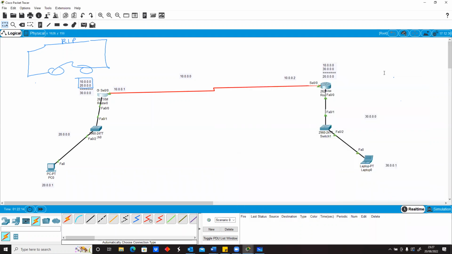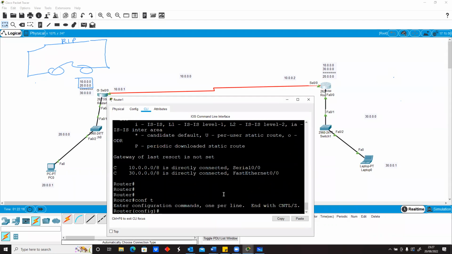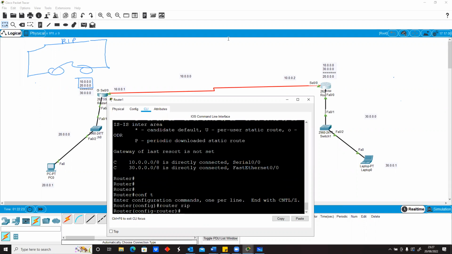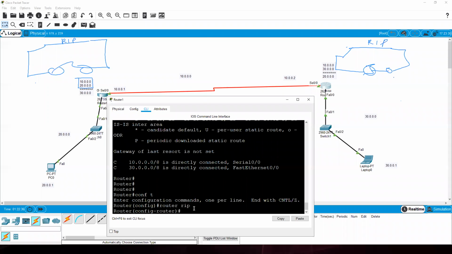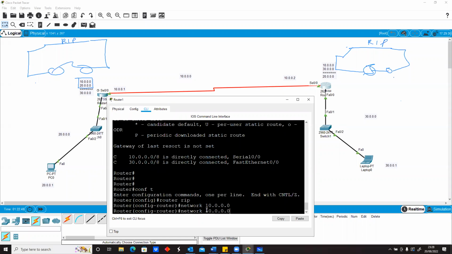So this is done. Now, if I come here, I'll do the same thing here. I'll say router rip. When I do router rip, all I'm doing is that it's like I've called the bus, the car. And then when I call the car, the DHL people, and I tell them that, hey, I want you to send something for me. They'll ask you, what do you want to send? And I say, I have 10 network and I also have 30 network. I'll say network 10. And I also have network 30.